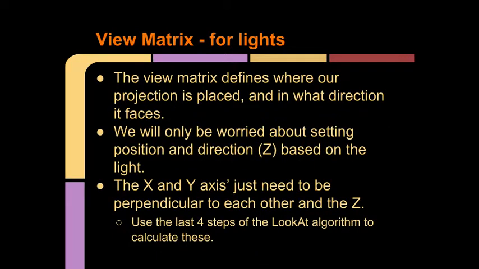When building the view matrix, our forward direction, typically the Z-axis, should match the direction of the light. The right and up vectors of the view matrix, typically the X and Y axes, can be calculated using the last 4 steps of the look-at matrix algorithm.